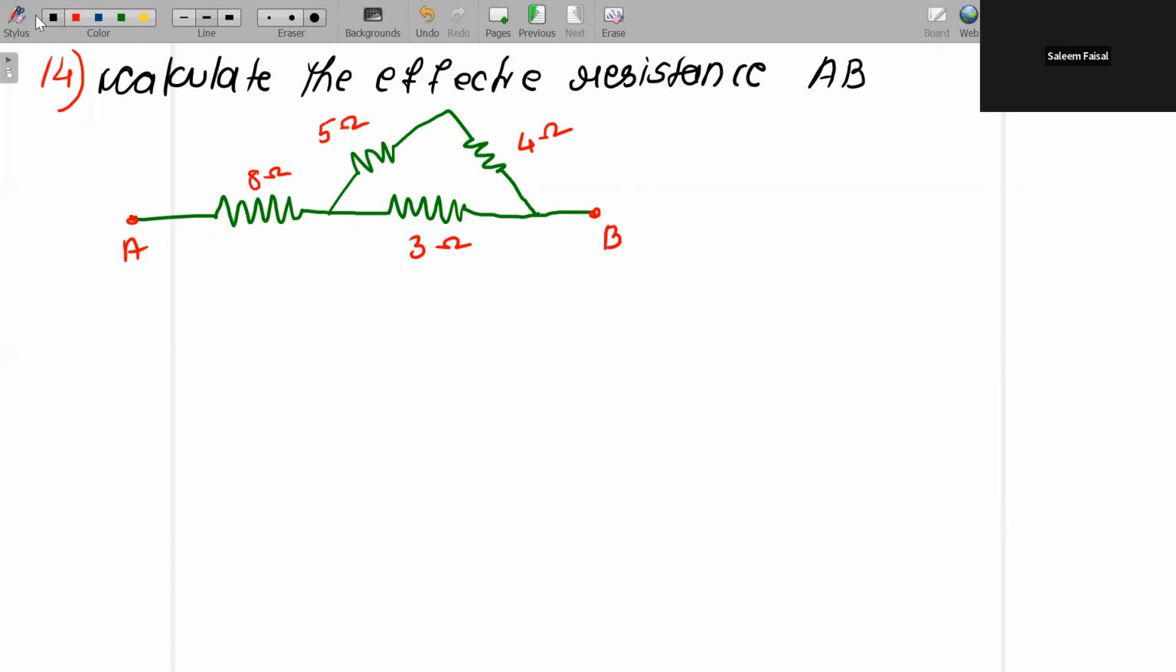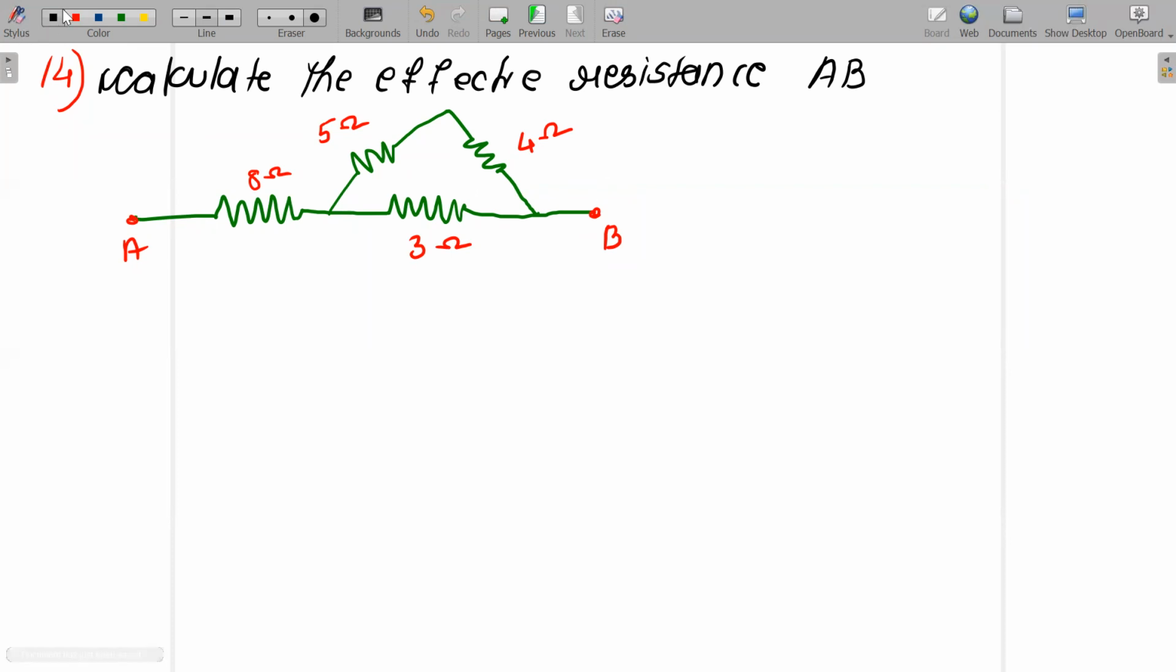Children, what do you mean by effective resistance? That is a general question. What do you mean by effective resistance? Total. That means here you can see series connection is there, parallel connection also there. So the sum of those two equivalent resistances is your total resistance. So how will you solve this?